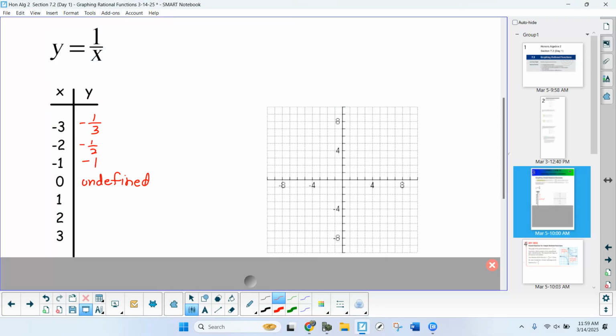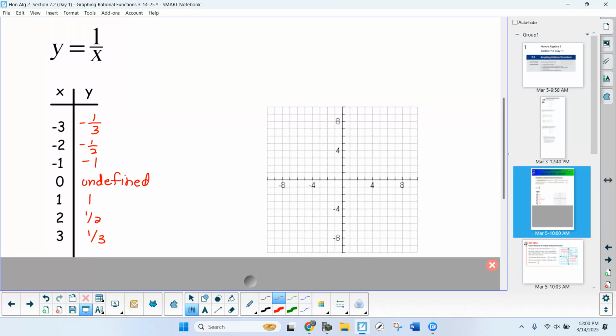All right, so again, that is undefined. What is 1 over 1? What is 1 over 2? And what is 1 over 3? 1/3, and so on. So if I were to come over and graph these, we're going to come over to -3.